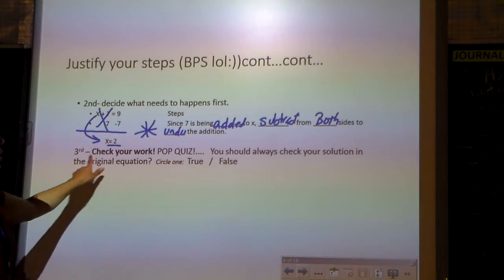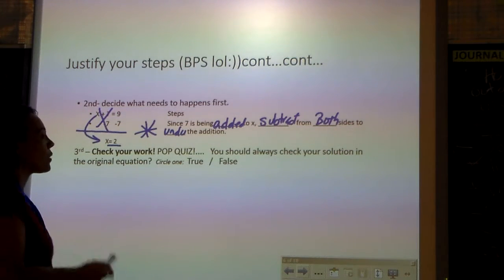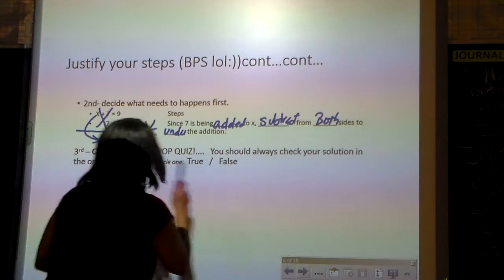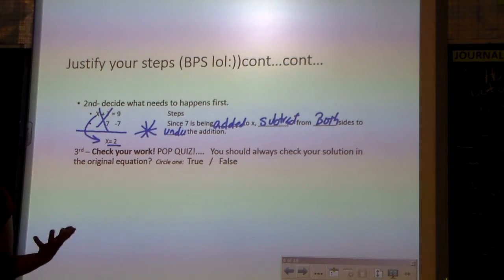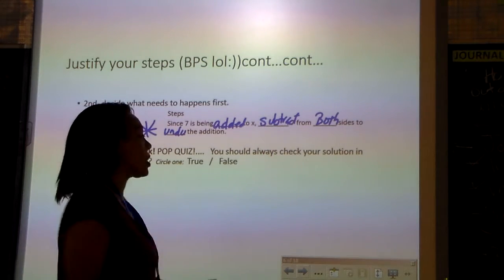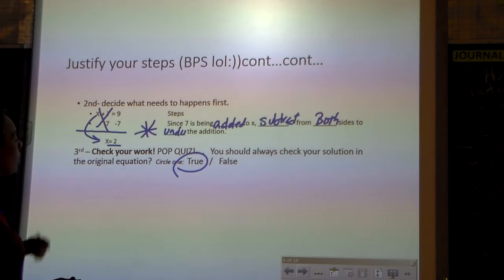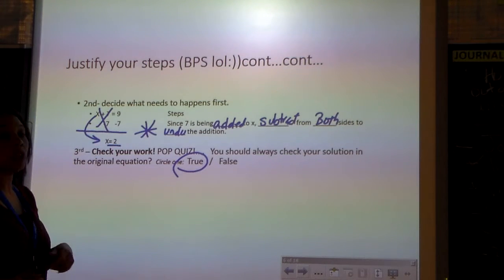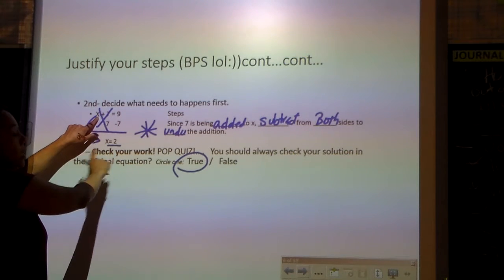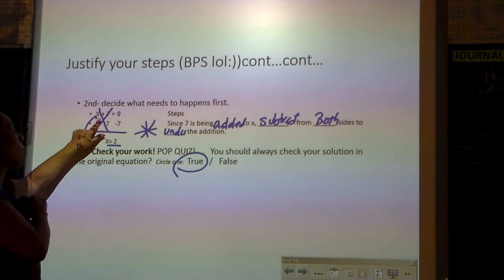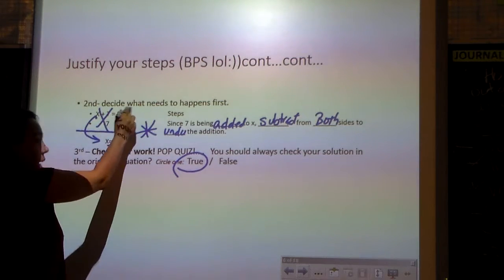So third, you want to check your work. Here's my pop quiz on the spot. You should always check your solution in the original equation. Is that true or is that false? The answer is true. Go ahead and circle true. How would I check my work? Well, I would go back in and put 2 in for x and say, if the x is a 2, now it's not an unknown. I'm going to put 2 in. 2 plus 7 equals 9. Yes, that checks out.